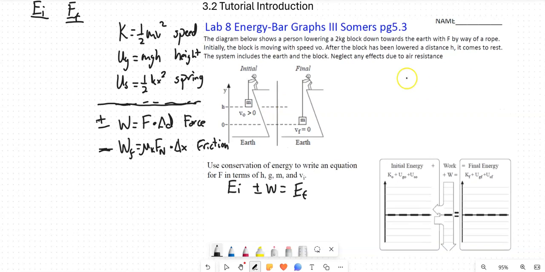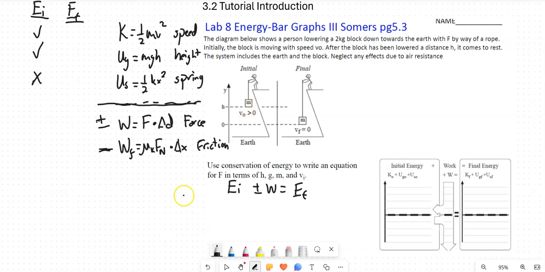Let's define the initial energy. So is it moving? Yes or no? It does have an initial velocity. Does it have a height? Yes, it does have a height. Is a spring touching it?